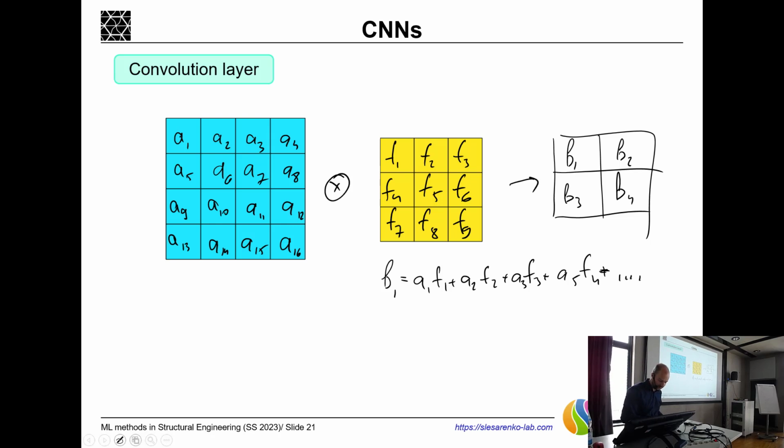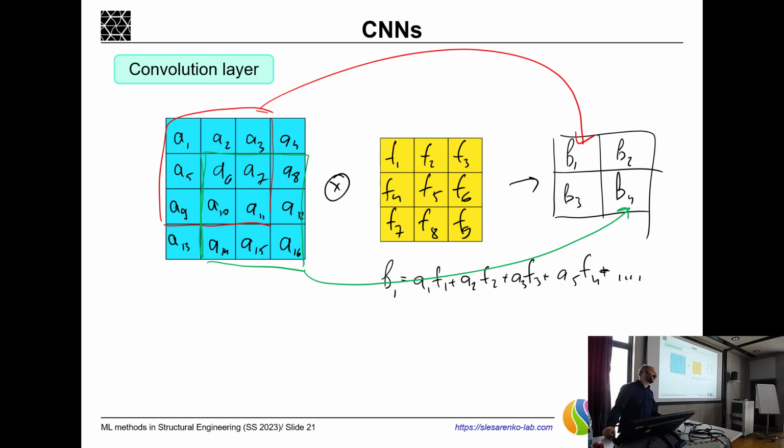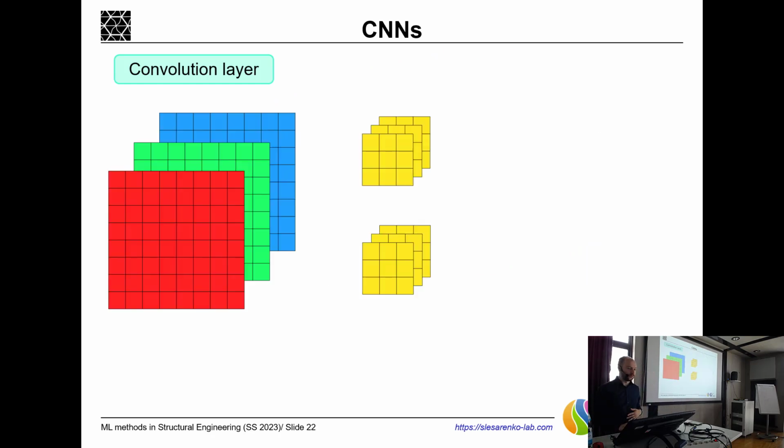So what's happening here, you just apply this filter here, and this thing will give you B1. If you then, let's say, apply the filter in this corner, it will give you B4. Again, super simple. That's the mathematical operation called convolution. And that's what we are using for convolutional neural networks.